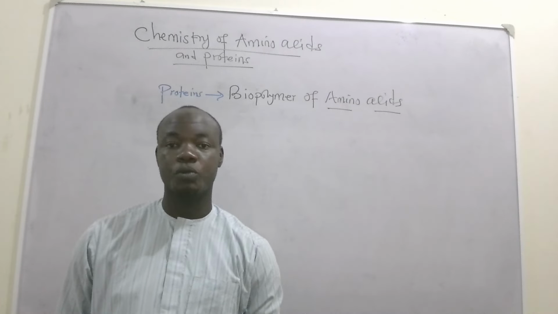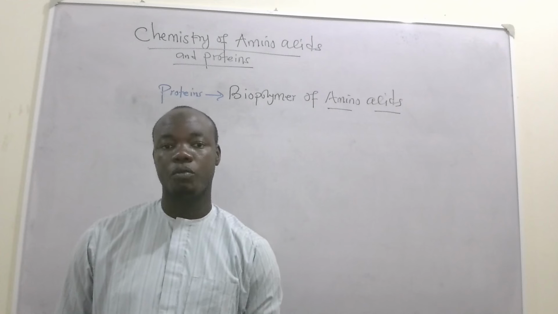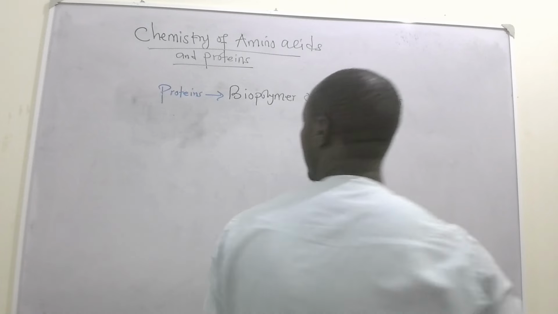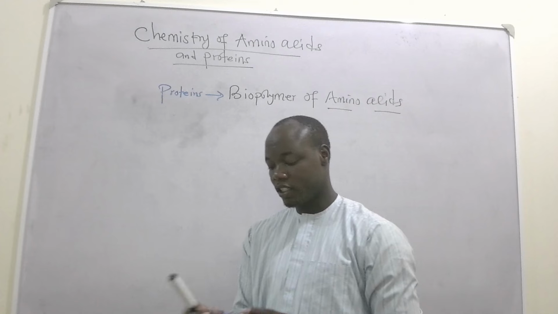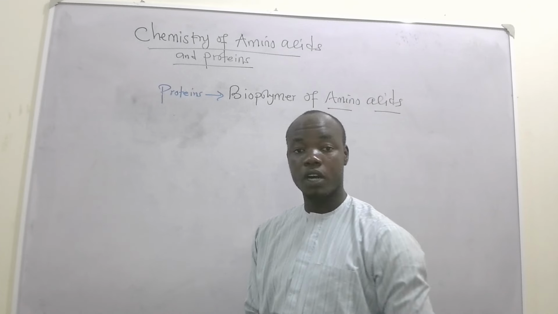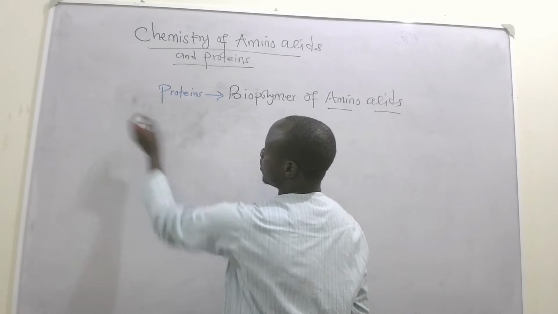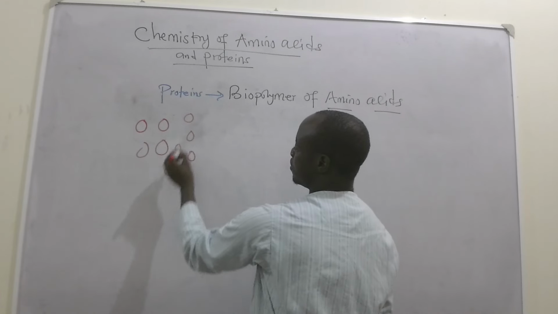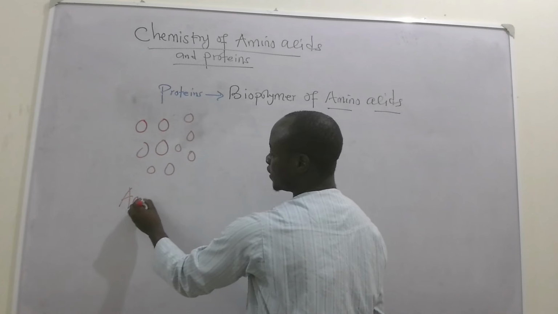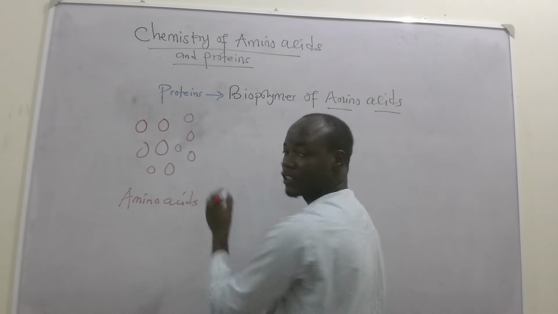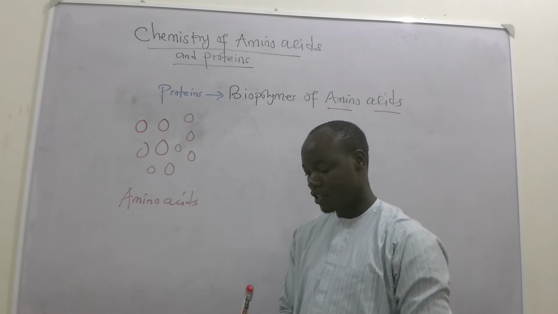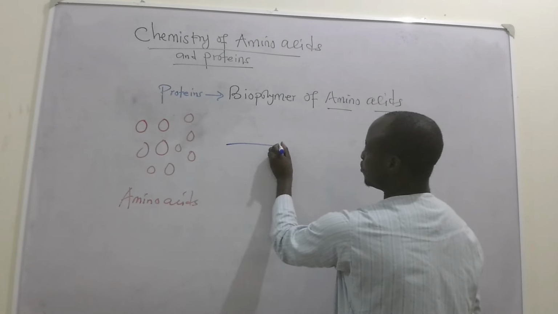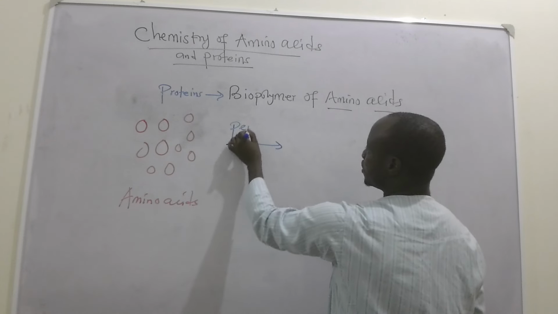And how these amino acids form the protein is through what you call the peptide bond. As we said, the protein is a biopolymer of amino acids. So if you have amino acids like this, these are your amino acids. These amino acids join together through what you call a peptide bond.